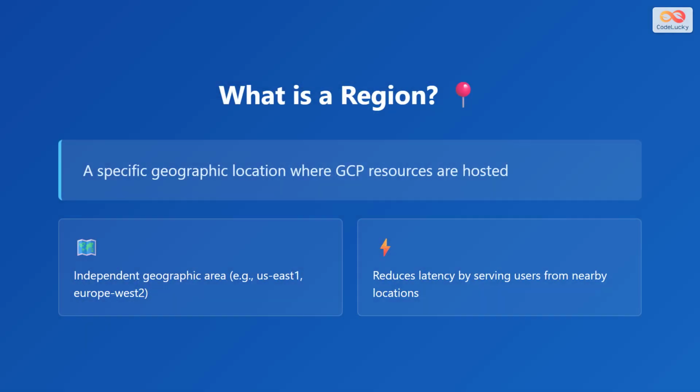A region is a specific geographic location where Google Cloud Platform hosts its resources. Think of it as a large area like a city or a state. For example, US-East1 represents a region on the east coast of the United States, while Europe-West2 represents a region in Western Europe. Regions are strategically placed around the world to reduce latency, which means your applications can serve users faster by running in a region that's geographically close to them.